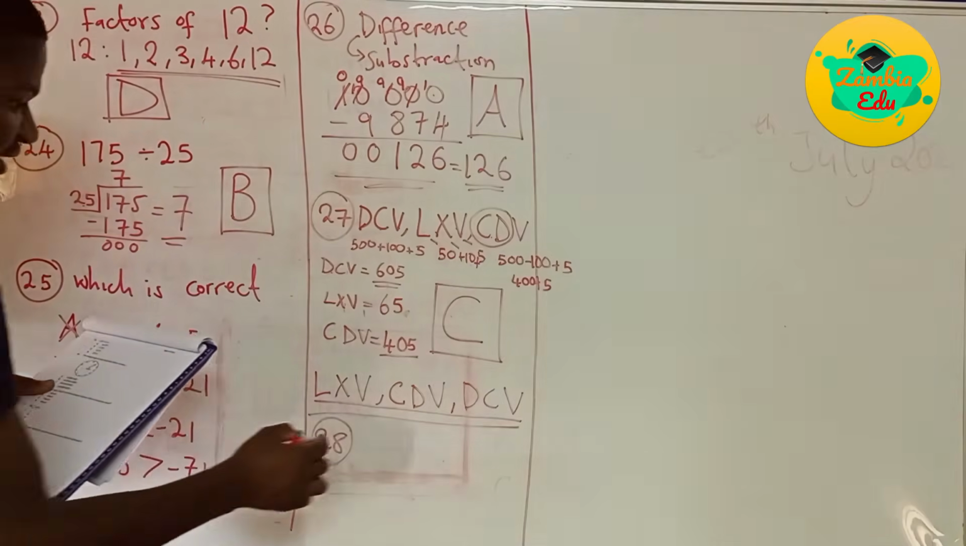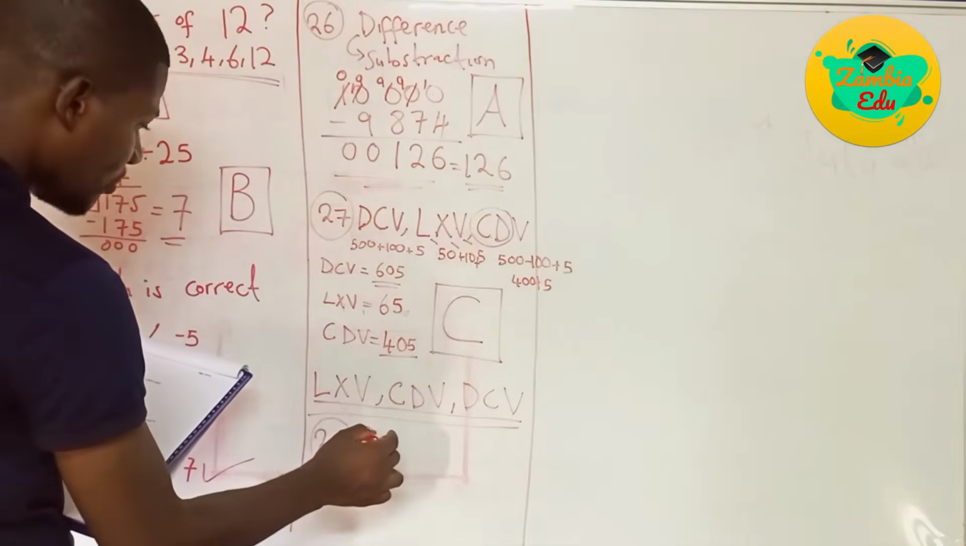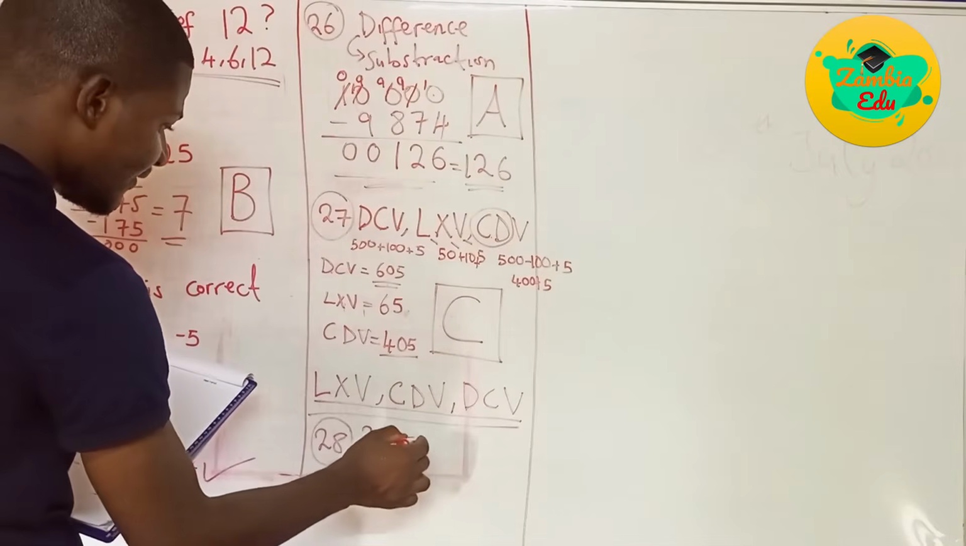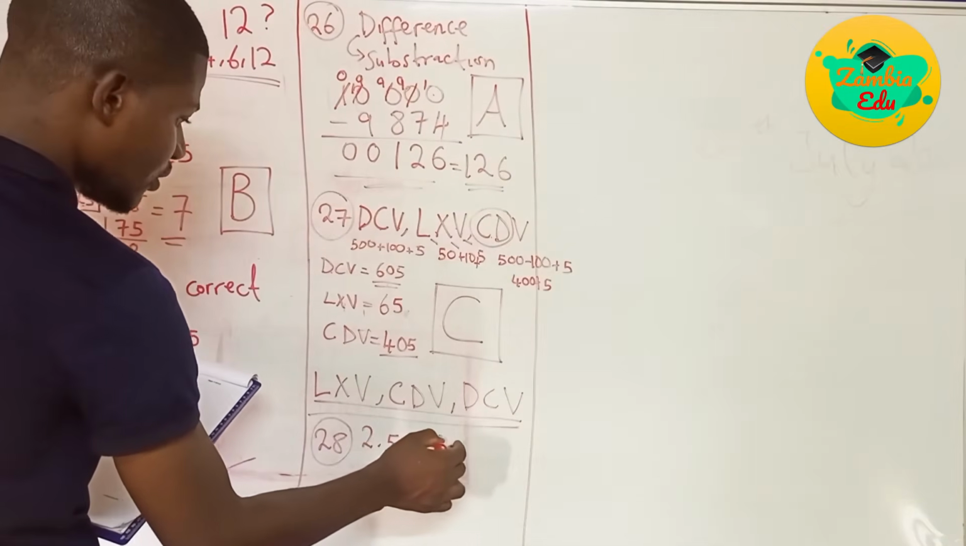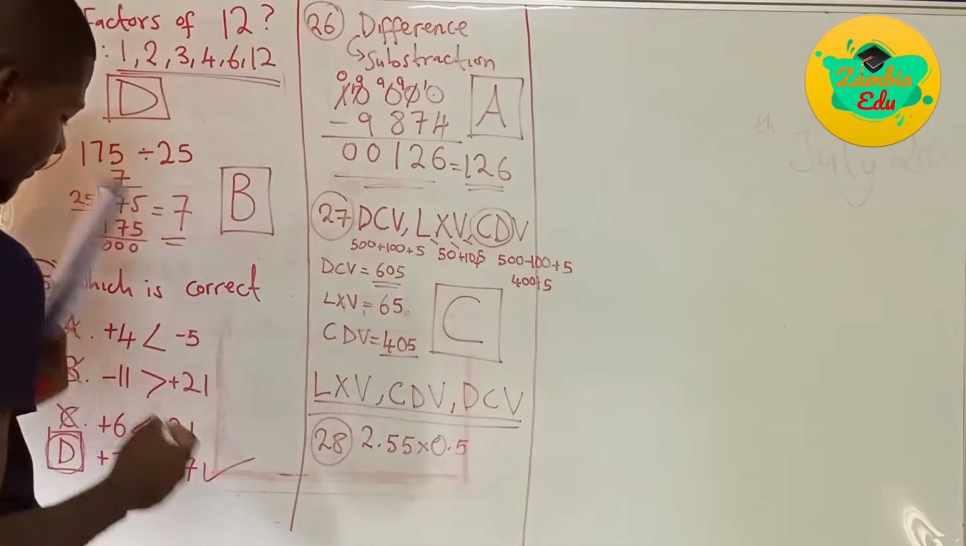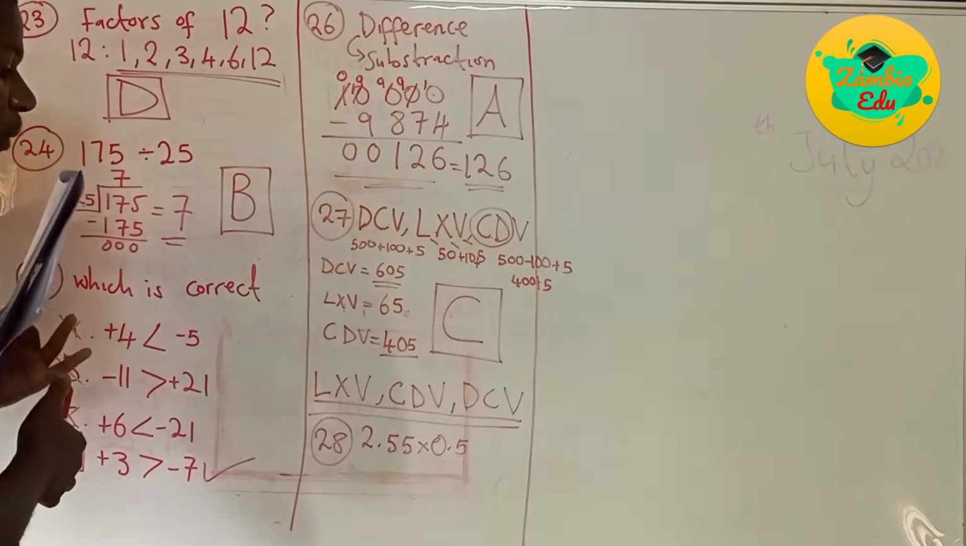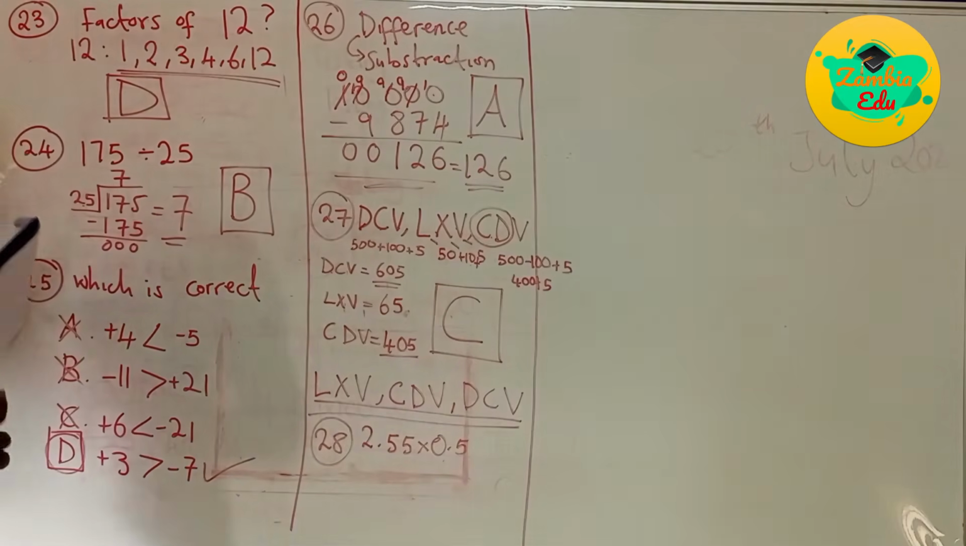Question 28 says multiply 2.55 times 0.5. Multiply 2.55 times 0.5.